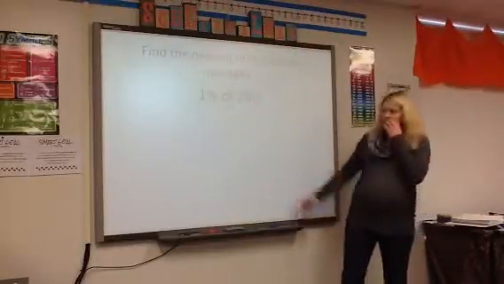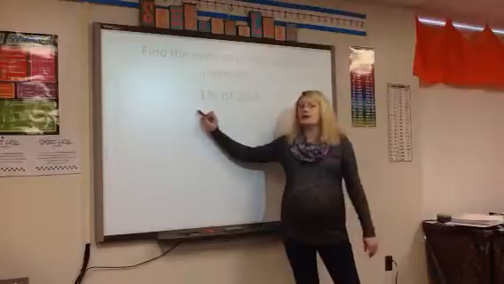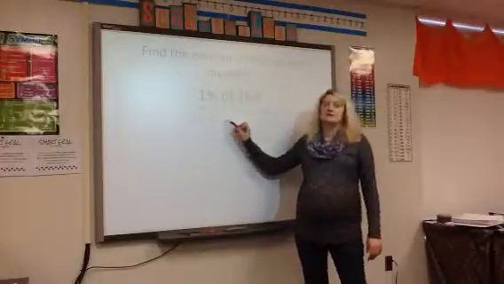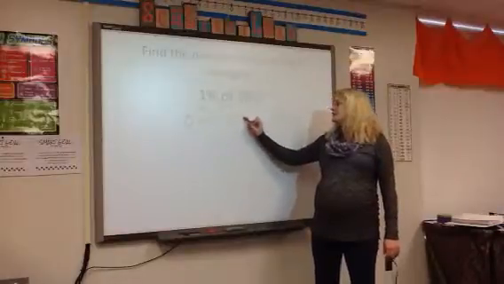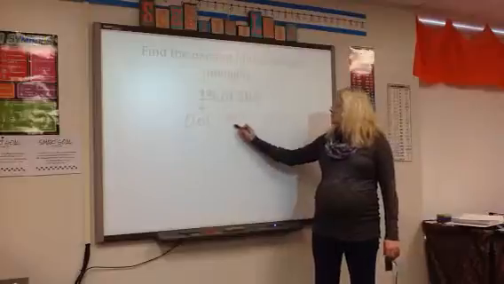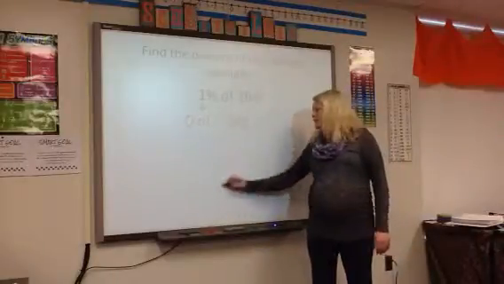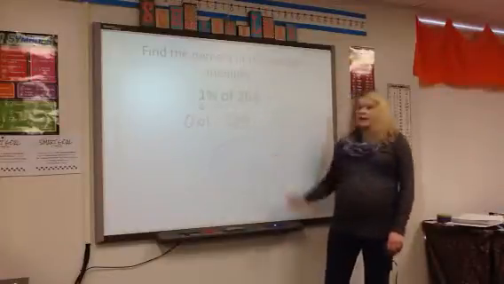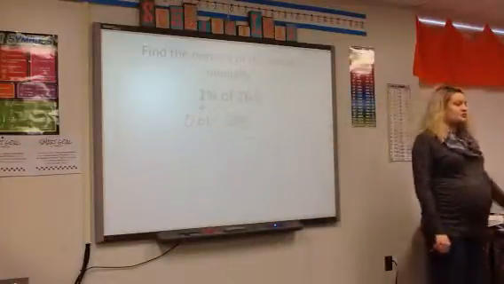Okay. What about this one? 1% becomes what? 0.01. 0.01 times 264. How many times did that move your decimal? Twice. Now it's what? 2.64. Fantastic. Good job. Okay. Go ahead and read the Under Armour question.